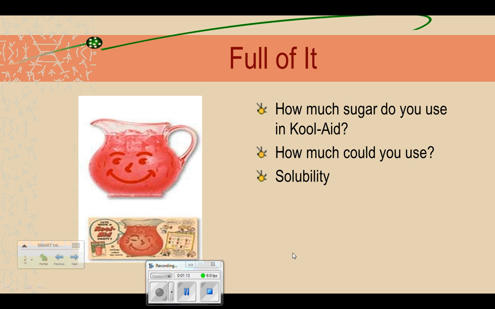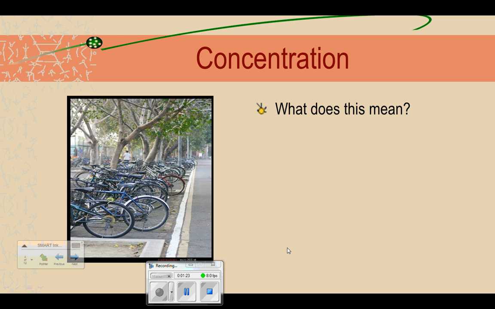Okay, so that's a little introduction and the use of some stuff we had before for concentration. But what we're going to do now is look at some actual concentration units that we can use. Okay, so before we do that, maybe we've got to back up and see what the word concentration means. So why don't you go ahead and hit pause again and think about that.